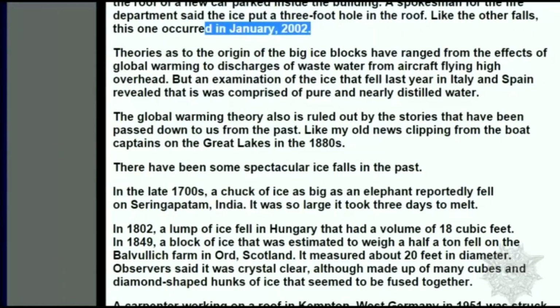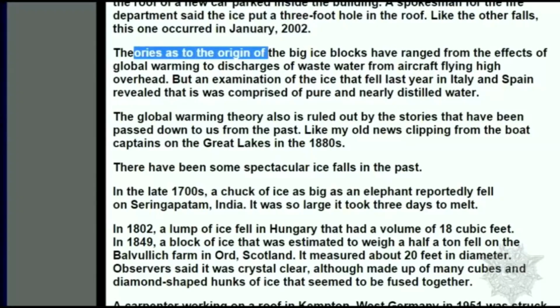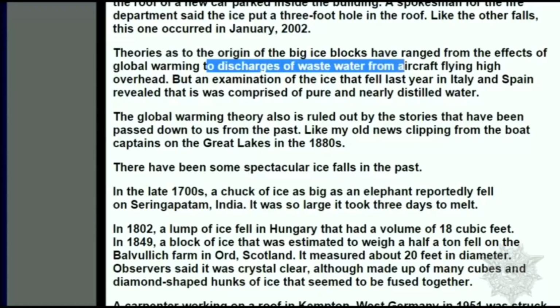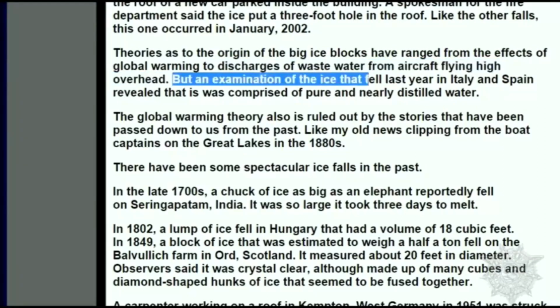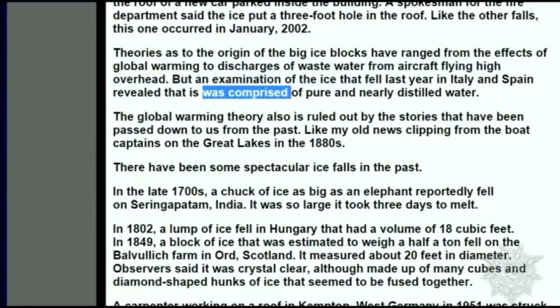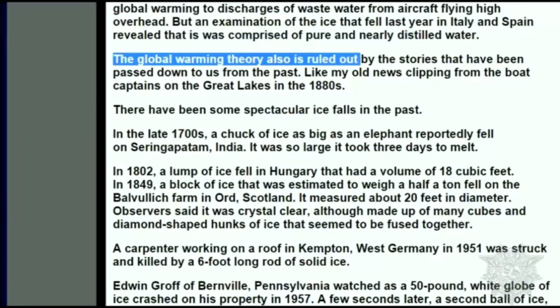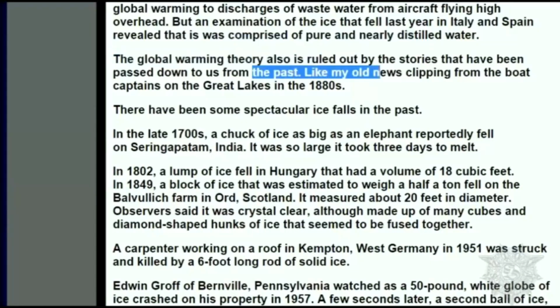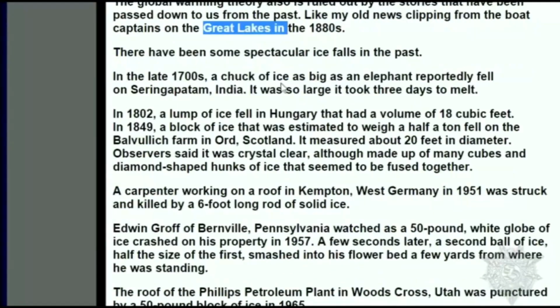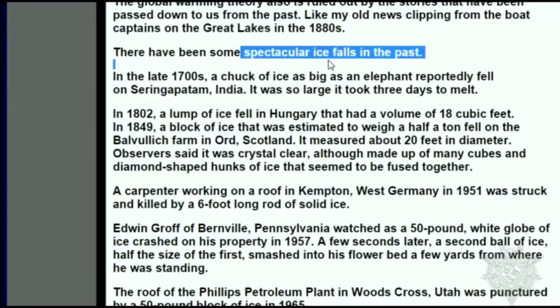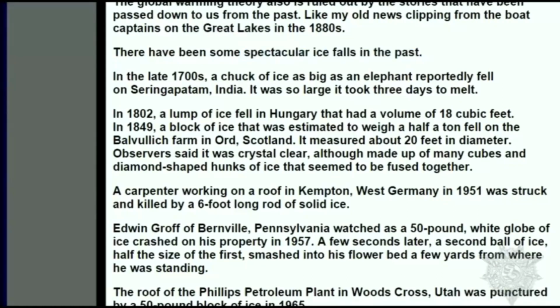Theories as to the origin of the big blocks of ice have ranged from the effects of global warming to discharges of wastewater from aircraft flying high overhead. But an examination of the ice that fell last year in Italy and Spain revealed this was comprised of pure and nearly distilled water. The global warming theory is also ruled out by the stories that have been passed down to us from the past, like my old news clippings from the boat captains of the Great Lakes in the 1880s. There have been some spectacular ice falls in the past, way before the invention of aviation, mind you.